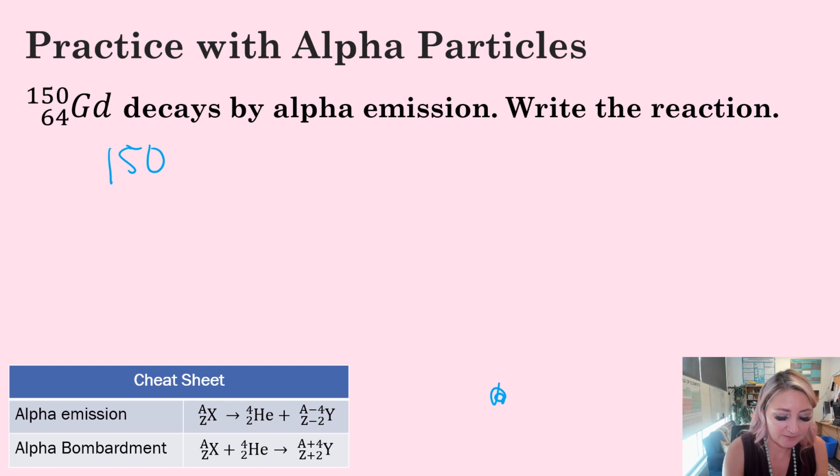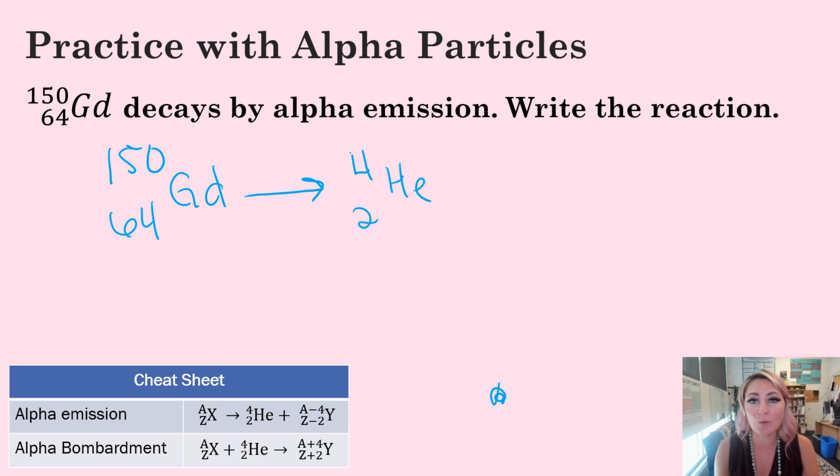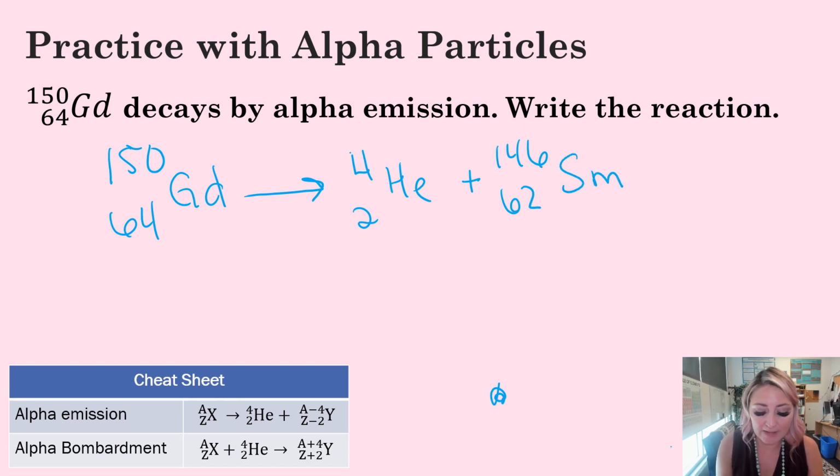So we start with gadolinium-150, and if it decays by alpha emission, it is losing an alpha particle. And here's why using this symbol rather than the Greek letter alpha is good, because I can treat this as a subtraction problem. So my mass number should decrease by 4. So 150 minus 4 is 146. And my proton number, my atomic number, should decrease by 2. So 64 minus 2 is 62. Looking at the periodic table, atomic number 62 is samarium, Sm. So this would be your balanced equation.